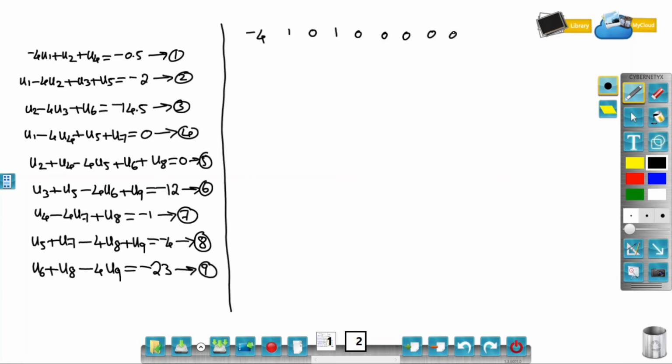In the second equation u1 is there, u2 is there, u3 is there, u4 is absent, u5 is there, u6 is absent, u7 is absent, u8, u9. Third equation, u1 is 0, u2 is 1, u3 is minus 4, u4 is 0, u5 is 0, u6 is 1, u7 is 0, u8 is 0, u9 is 0.